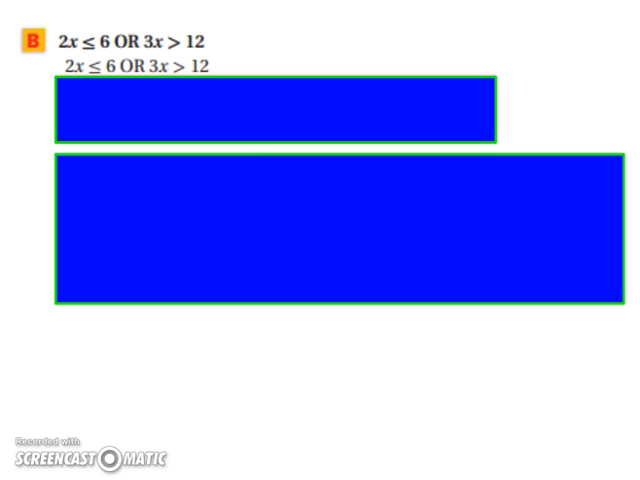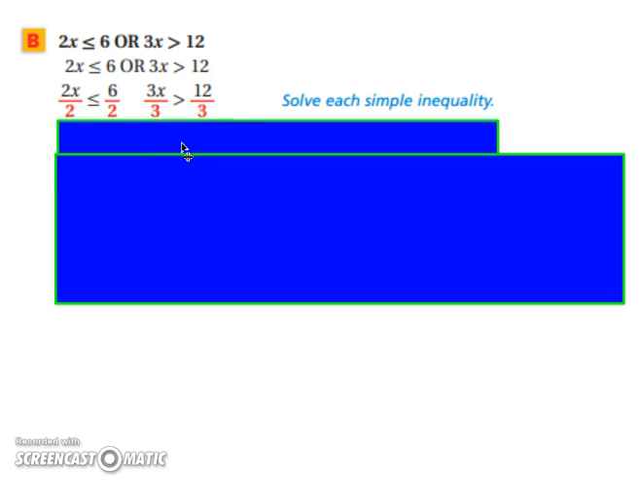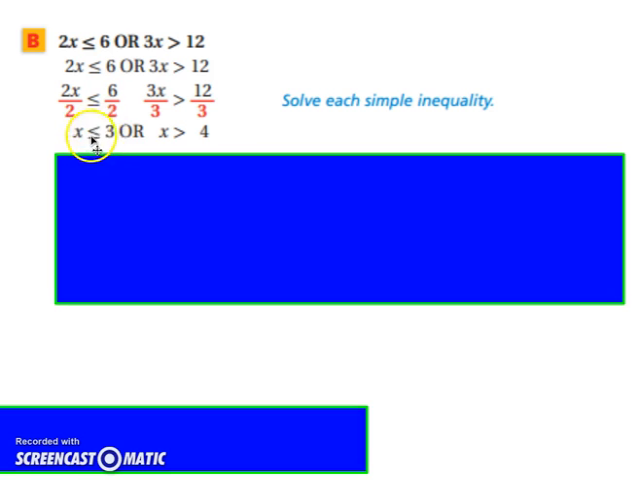Let's try another one. This one's a little bit trickier because you can't just do the same thing to everything. Because you have 2x is less than or equal to 6, and then 3x is greater than 12. So solve them as though they're 2 separate inequalities and then put it all together in the end. So we're going to divide both sides by 2, and then on this one we're going to divide both sides by 3. And simplify. So x must be less than or equal to 3, or x must be greater than 4.